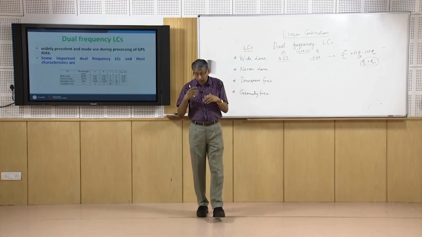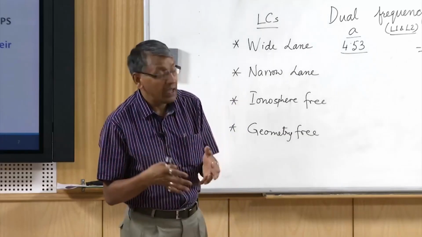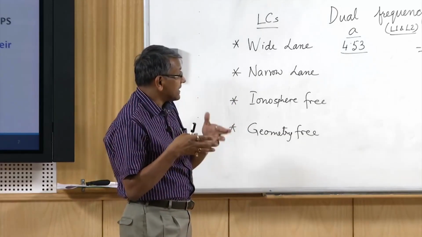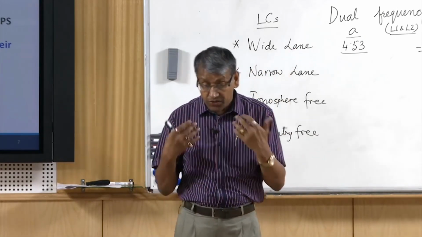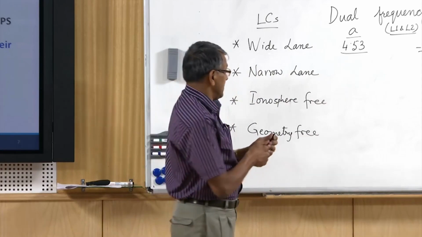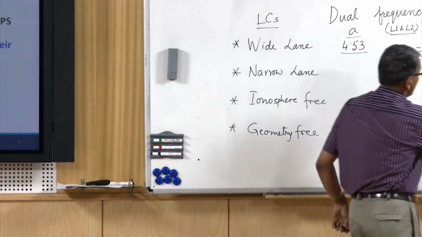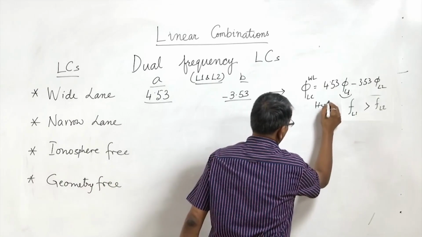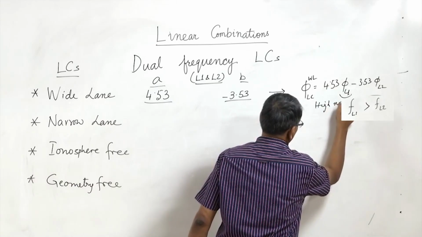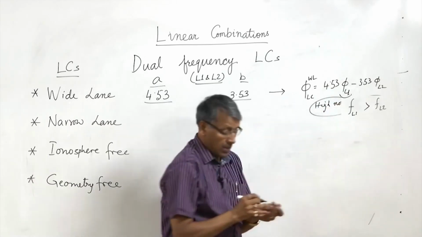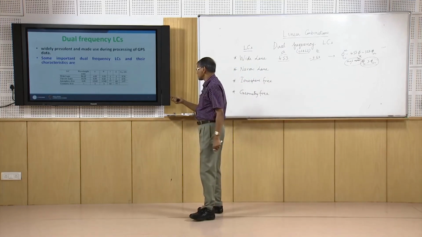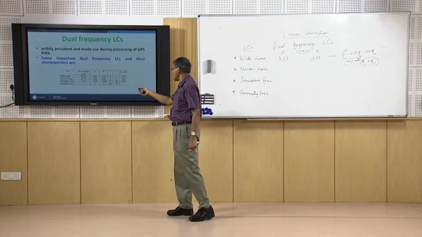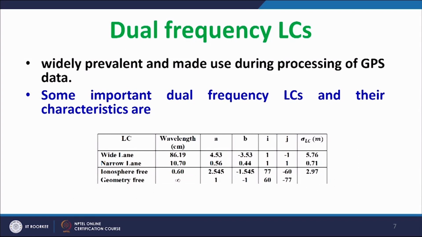The cycle slip can be detected, restricted, and integer ambiguity can be resolved easily, but this has high noise. So, noise is an impediment, and as a result you see that the errors are very big, 5.76 meter.